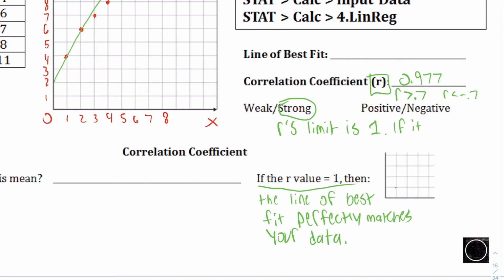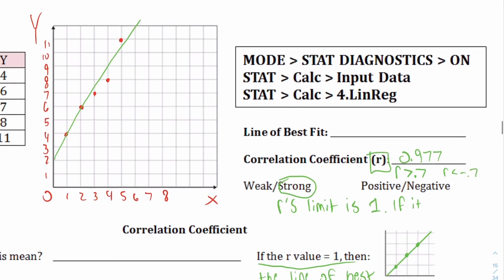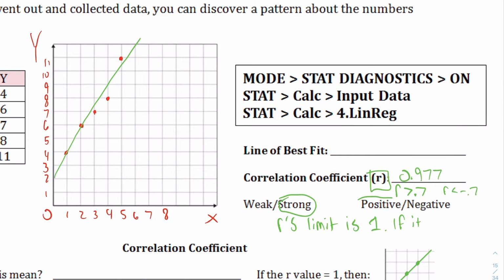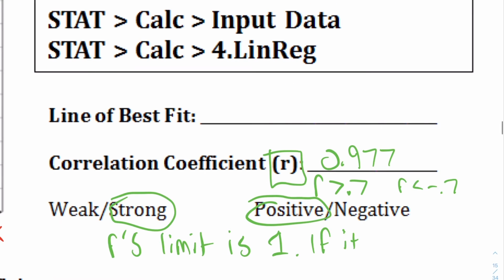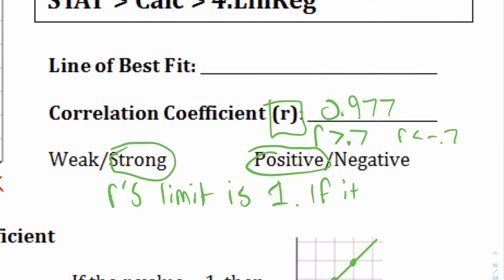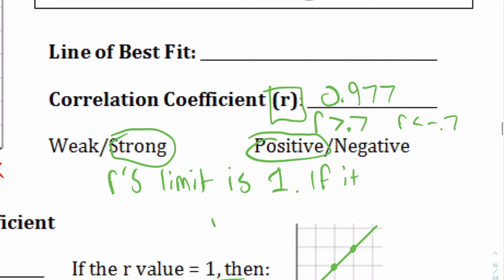Draw a little graph to show what a perfect R equals 1 graph would look like. So if the R value is 1, your line should go through all of your dots. How are our dots trending? They're trending positively. The R value will also tell you if you have a positive trend or a negative trend, because this value can be negative. You can have positive R's or negative R's. R is going to be between -1 and +1. R lives between -1 and +1.